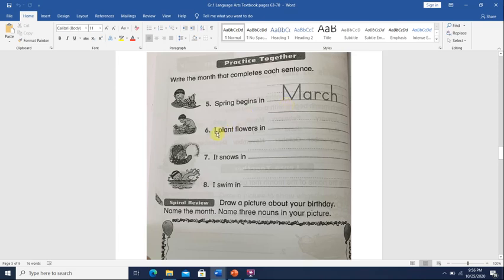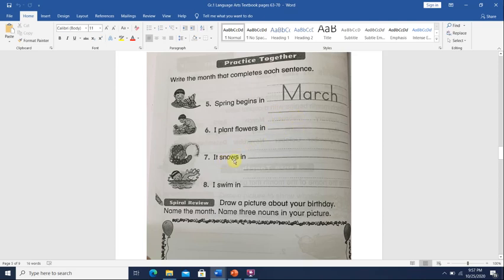Okay? Number 6, I plant flowers in. When do we usually plant flowers? We usually start to plant flowers and plants in the beginning of spring. So here we can write April or May, because we start to plant in spring. And if we write May, for example, we must begin with capital M.